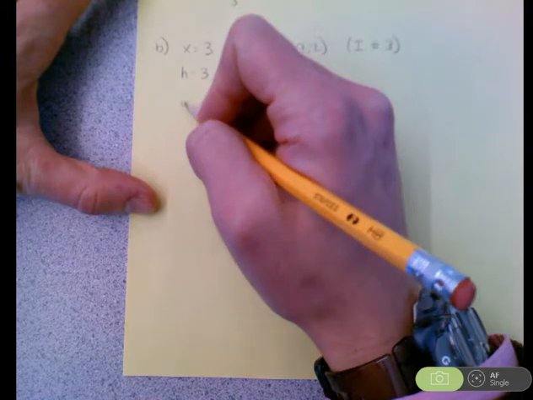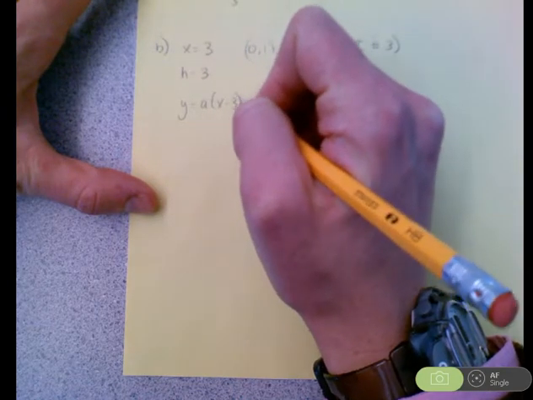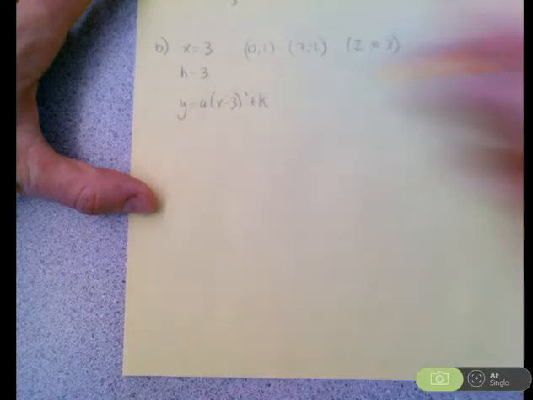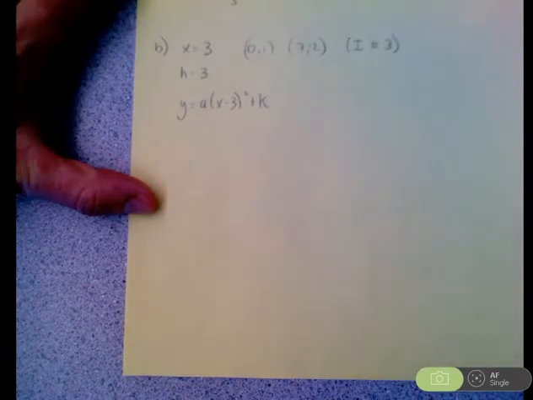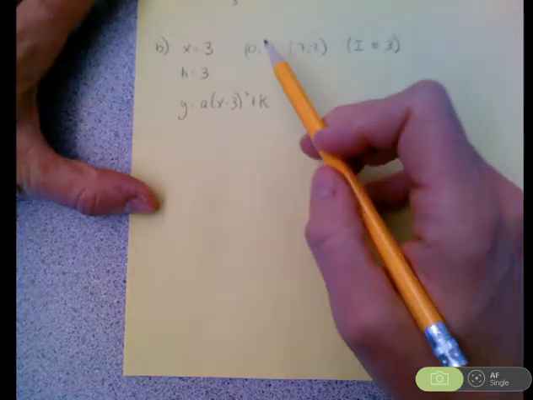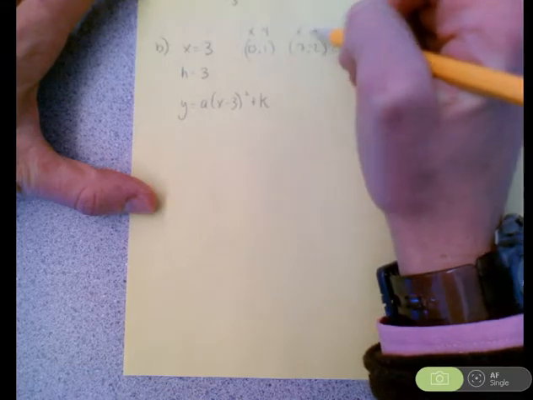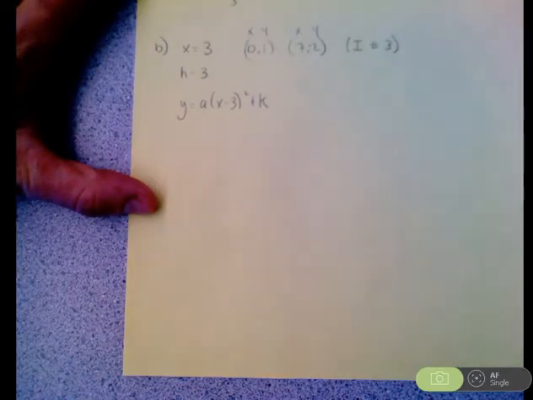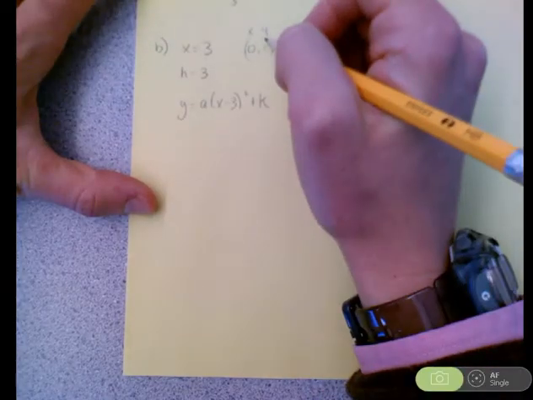We've got y equals a times x minus h squared plus k. Except now we've got the k we have to fill in and the a we have to fill in. So I'm going to use both of these x y points and I'm going to create a system of equations. Don't freak out, but we're going to create a system of equations. So let's use this guy first.